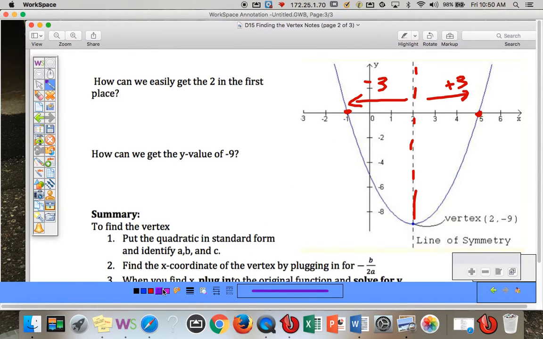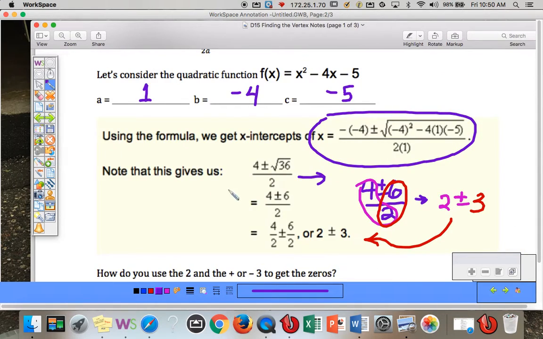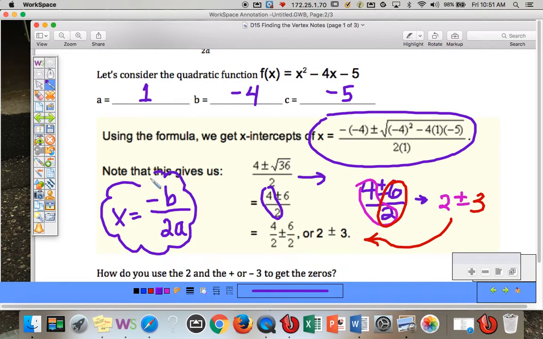But the question today is, how can you use that to find the vertex? And notice the vertex is that 2, and if we go back to the equation right here, here's that 2. It's 4 divided by 2. So if you think about the quadratic formula, that would be opposite b over the bottom, which is 2a. So this is how we can get the x value of the vertex: opposite b over 2a.